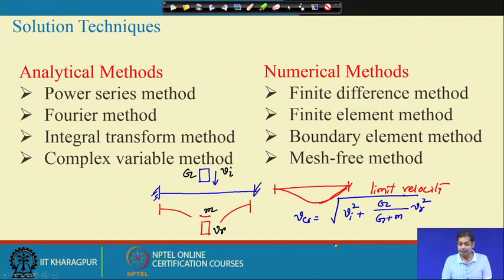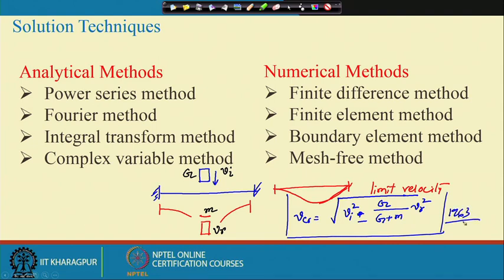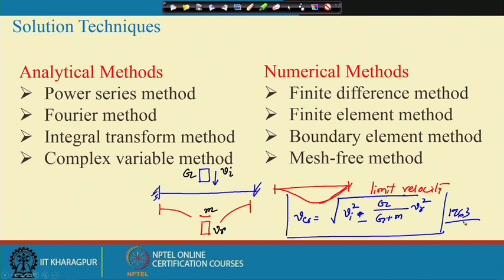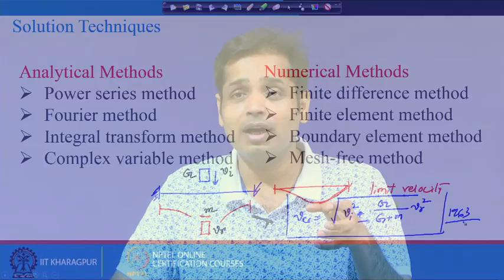This is the critical velocity, this is minus. Okay. This is the critical velocity. Now, this expression was derived almost in 1963. Okay. Now, this is derived with a very simplistic assumption, but what is observed is that when your impact velocity is very close to the critical velocity, this gives a reasonable approximation of the limit velocity, which can be used not for the detailed study of the behavior of the structure, but for a quick estimation of the limit velocity.